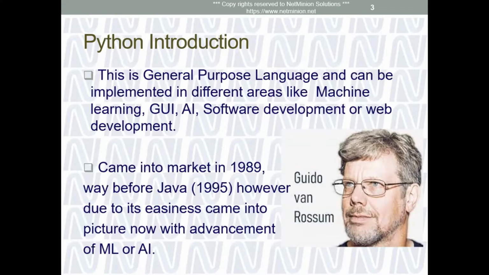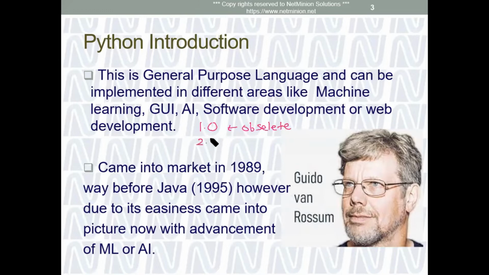Due to its easiness, it is a high level language, which I will talk about later on. What is a high level language? But due to that easiness, it is adopted in many areas now. One more point I would like to talk about today is that Python has different versions. Earlier, Python was version 1.0, which is obsolete now.